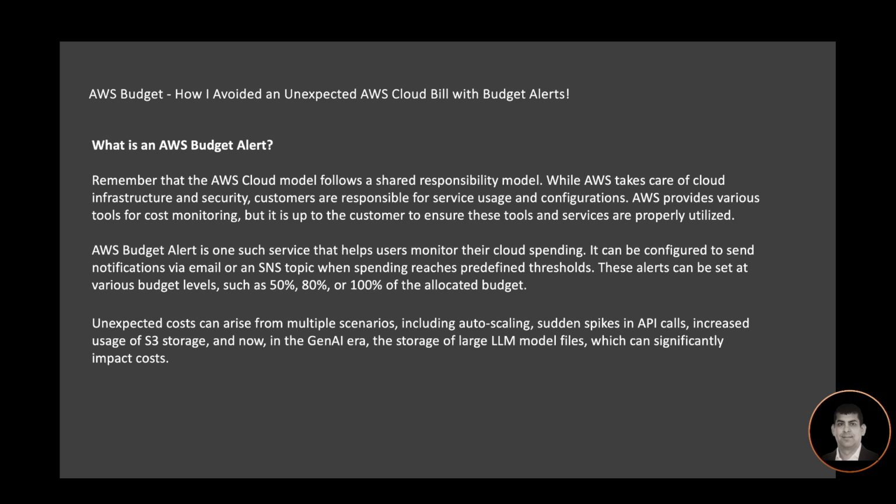It can be configured to send notifications via email or an SNS topic when spending reaches a predefined threshold. These alerts can be set at various budget levels such as 50%, 80%, or 100% of the allocated budget. Unexpected cost can arise from multiple scenarios, including auto-scaling, sudden spikes in API calls, increased usage of S3 storage, and now in the Gen AI era, the storage of large LLM model files, which can significantly impact cost.